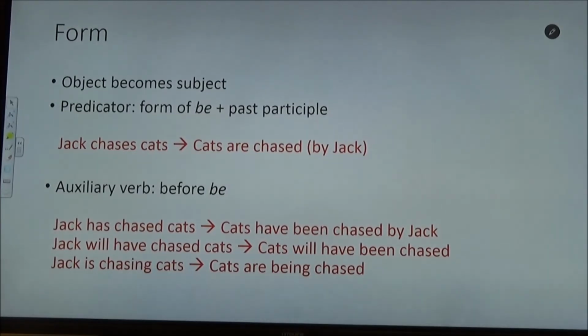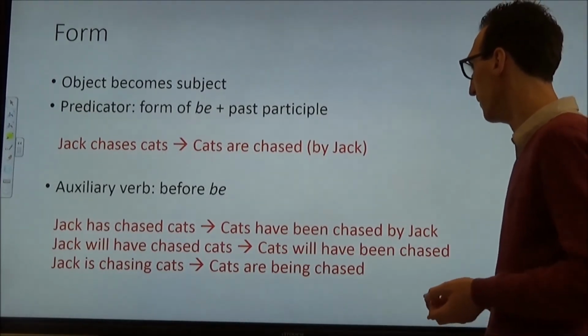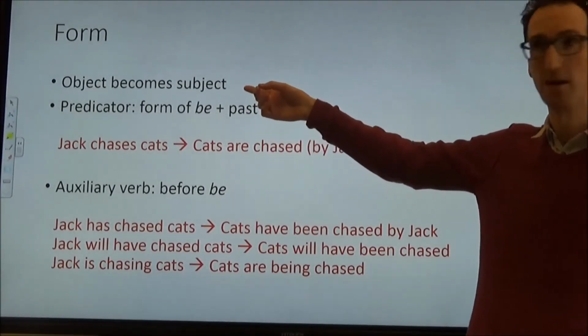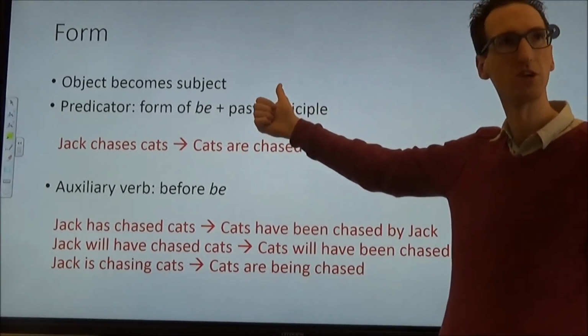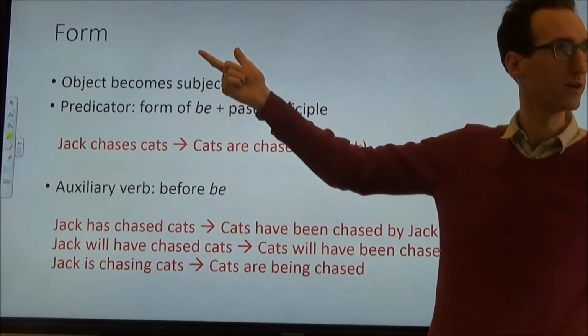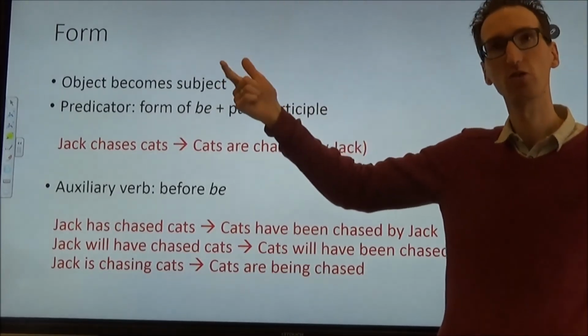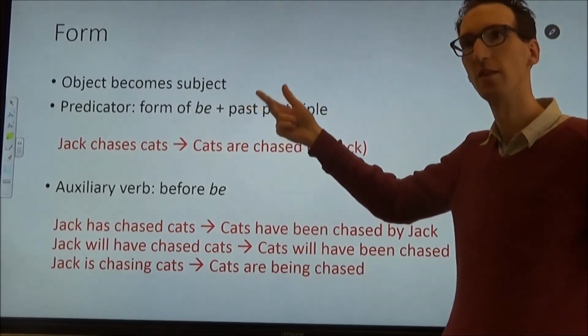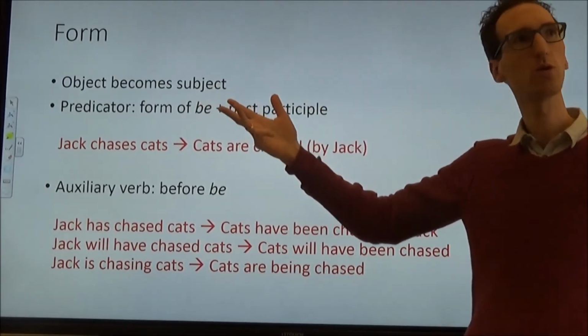So on the test, you'll get a few sentences which are active, and you have to make them passive, which is sometimes not possible, but I'll tell you about that later. But to make it easy for yourself, you just follow these steps. Object becomes subject. Auxiliary verbs come next. If there's no auxiliary verbs, you just skip them. Then a form of be, and then the past participle. Any questions?